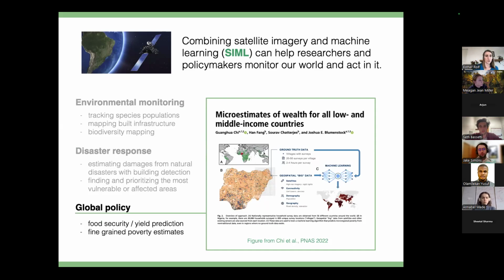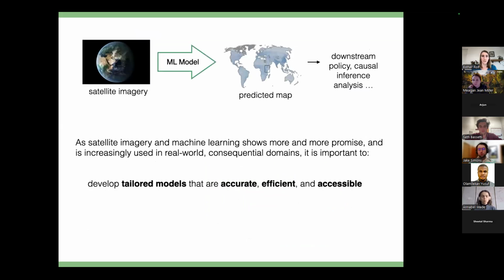To even longer term policy and food security, crop yield prediction, and poverty estimates. So really, really real world impactful applications here. So it is really important that we get the methods right, that when we translate satellite imagery into a predicted map, that machine learning model, which is kind of nebulously in this green arrow here, needs to be as good as we can make it, because these are going to be used for really important applications.